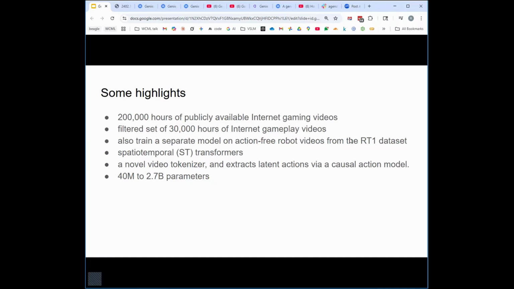They did say that they also added this RT1 data set, which is some image recording from robotics videos. They added that in to test how well it generalizes, and the parameter sizes that they created. So those were the highlights, I think. Oh, right, here was one of the other ones.